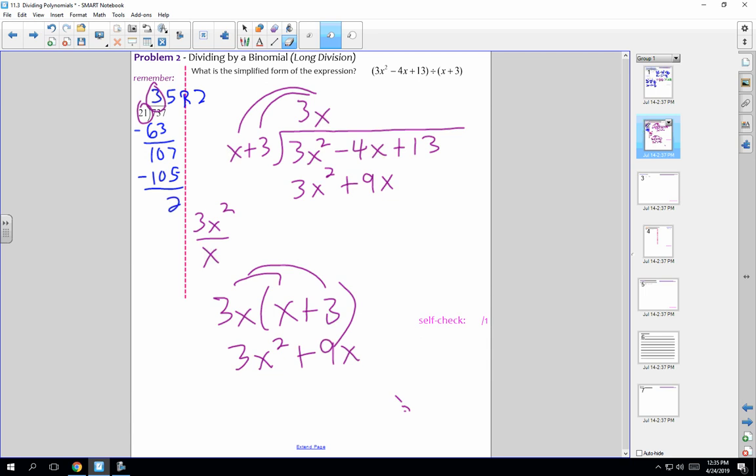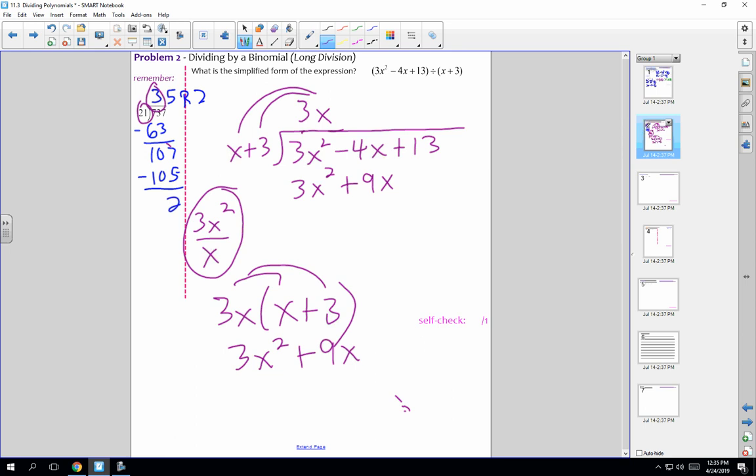So I'm multiplying this 3x up here. Do you see how I got the 3x? I got the 3x up here by doing 3x squared divided by x. And then I have to multiply the 3x by both the x and the 3 to get these 2 terms. So you distribute it, you get 3x squared plus 9x. Like in the 63's place, I have 3x squared plus 9x.